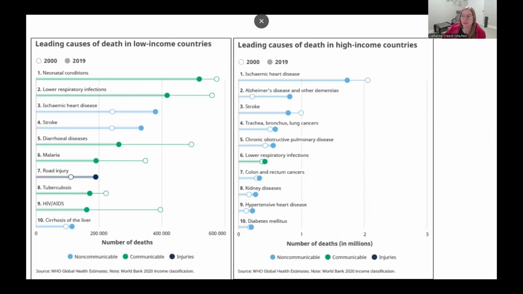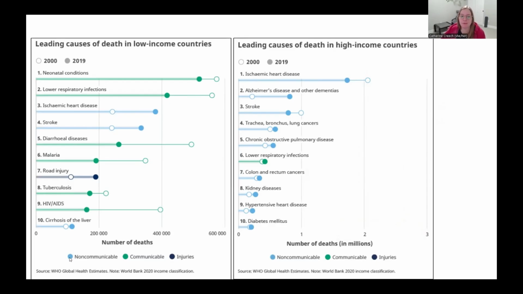What other diseases do we need to talk about? We have our leading causes of death in high-income countries in this graph on the right, and we have the leading causes of death in low-income countries on the left. We have 2 data points. We have a white circle, which is the year 2000, and we have a gray circle, which is the year 2019. So in 2029, I will get another set of data, but this is the set that exists right now.